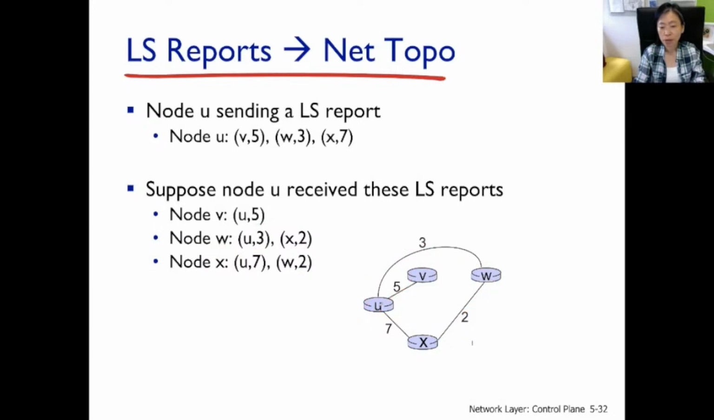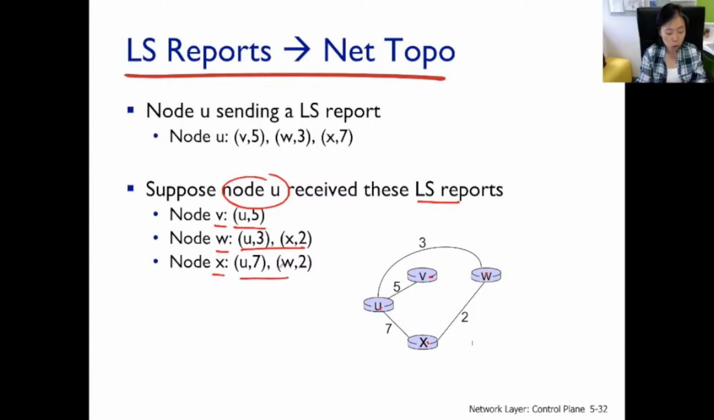So each of these nodes, U, V, W, X, is going to broadcast its link state report. And every node in the network is going to receive its own local information and every other node's link state report. Therefore, node U here is going to receive the link state reports from V, W, and X, which we know already look like this.